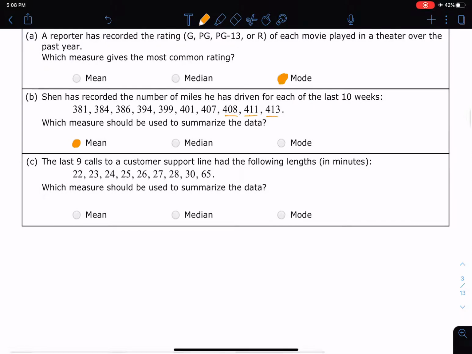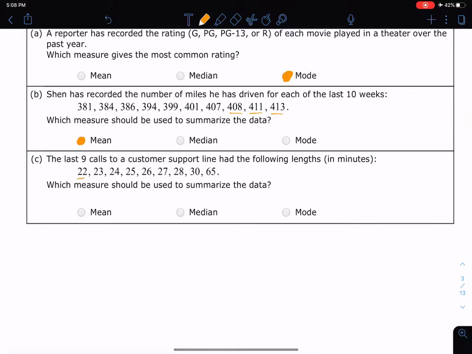Okay, and then the last 9 calls to a customer support line had the following lengths in minutes, 22, 23, and so on. Which measure should be used to summarize the data? So we're looking for something that would show me the center, a mean or median. Now the only problem is, this stuff looks good, 22. What I mean by good is I don't have any great outliers, 28, 30, but wait a minute. 65 is a big time outlier. And so I better not use mean because it's not resistant to outliers, but median is. So median would be the best one to choose.